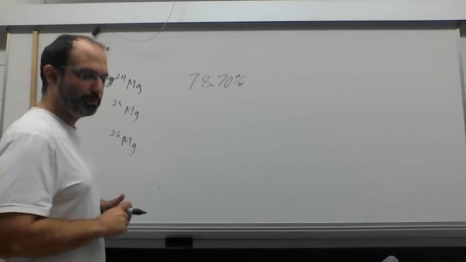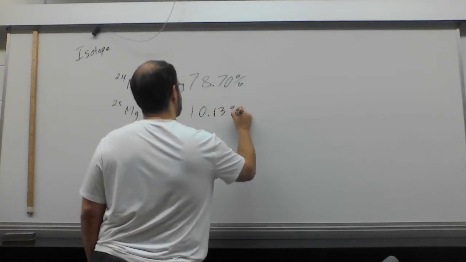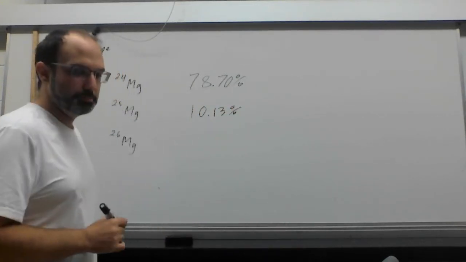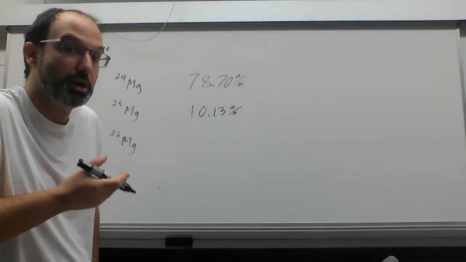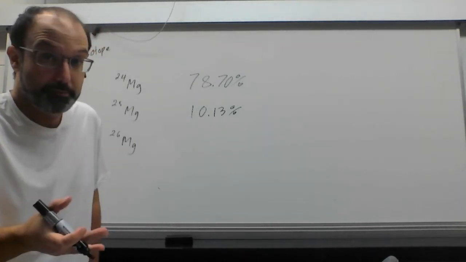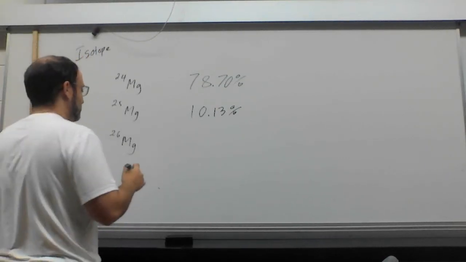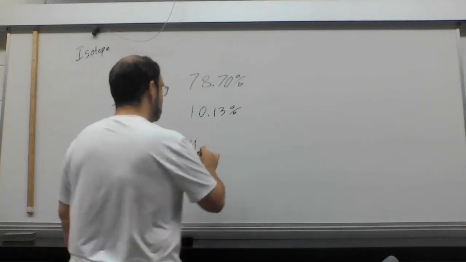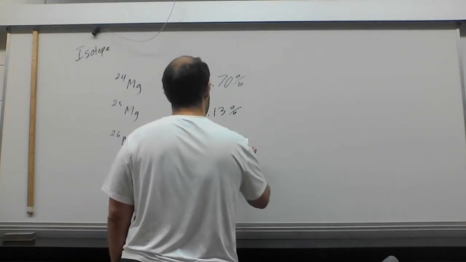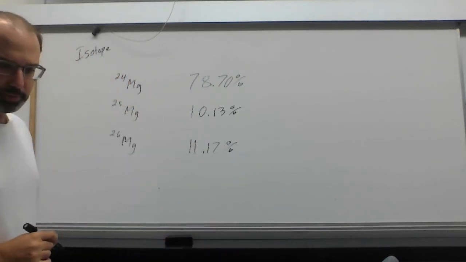Magnesium 25, they would reach in and they would pull that out 10.13% of the time. So that's much less, much less, right? Like, we're not even talking 1/4 of the time. And then finally, we've got Mg26 there, and that gets pulled out 11.17% of the time. Okay, so we now have the percentages.